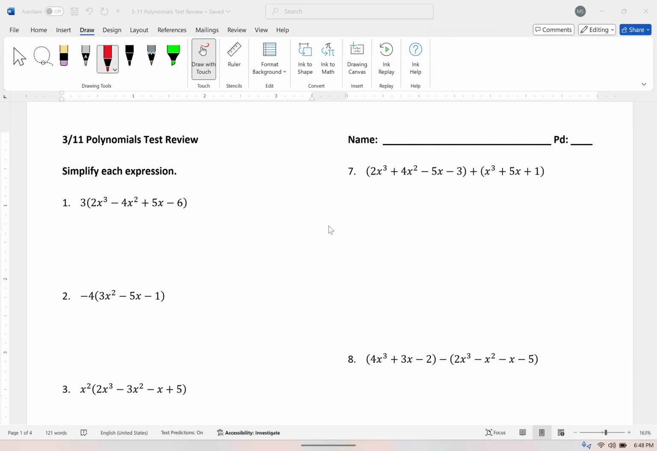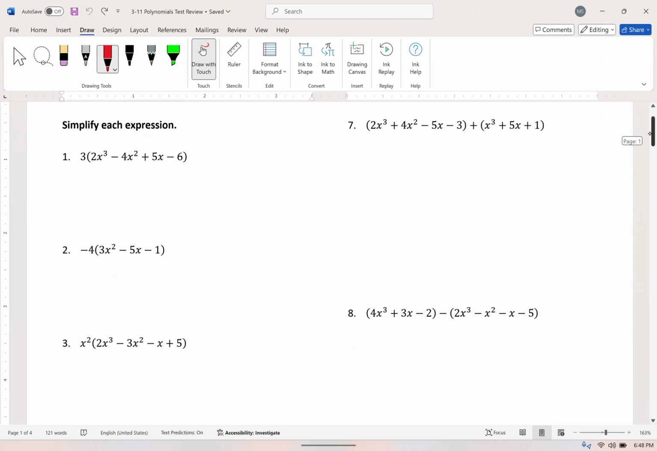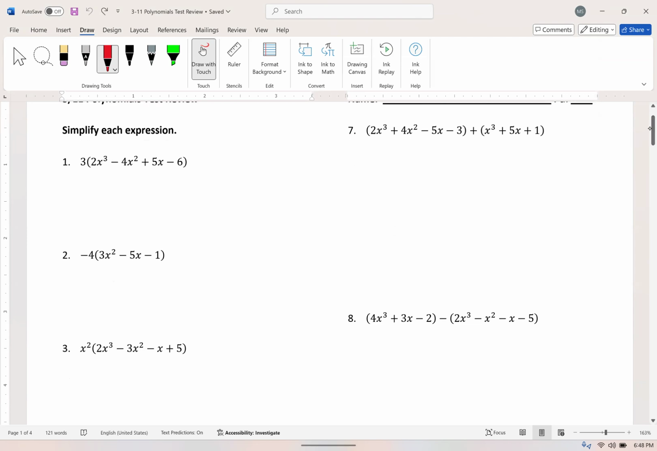All right, we're going to go ahead and go over the test review for the test on polynomials. So we are going to start with problem number one, where we were simplifying these expressions. And the very first one, you notice there's just a monomial or a single term outside the parentheses, and then a polynomial inside parentheses. So we would use the distributive property to simplify these expressions.